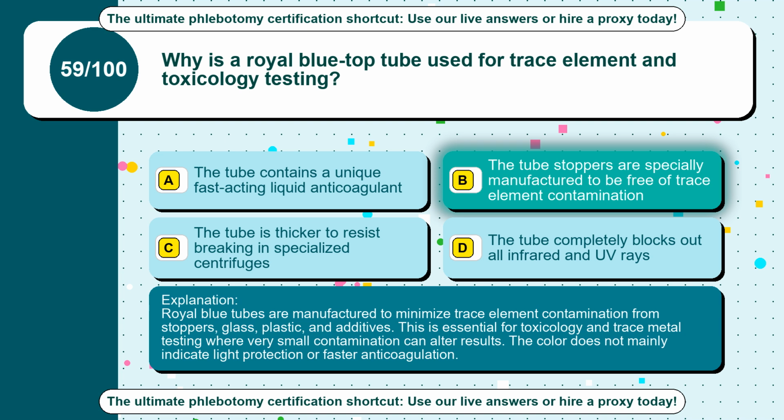Royal blue tubes are manufactured to minimize trace element contamination from stoppers, glass, plastic, and additives. This is essential for toxicology and trace metal testing where very small contamination can alter results. The color does not mainly indicate light protection or faster anticoagulation.